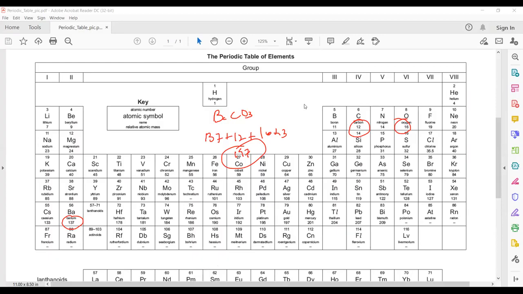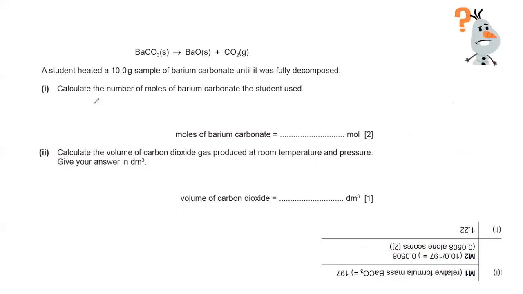So to get the moles, that is mass in gram divided by molar mass. Mass in gram is 10 and molar mass we worked out by using the periodic table. So 10 divided by 197, that was 0.0508 moles. That is the first part.